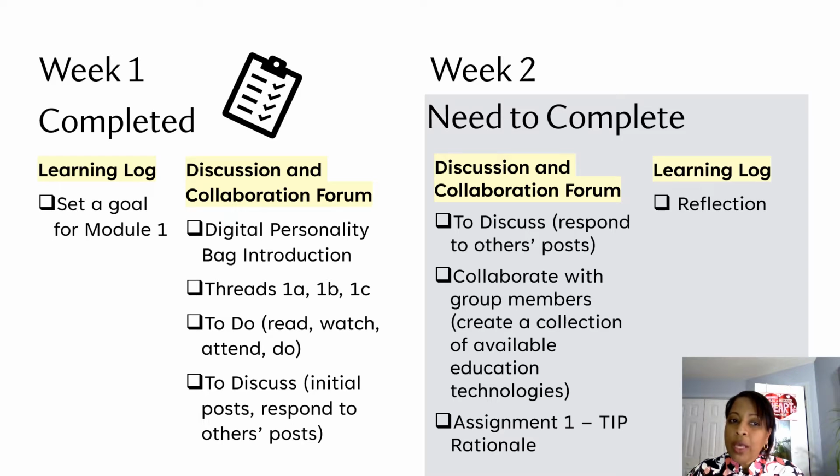By now, you should have completed the learning log objective, or set a goal in a learning log. So you're supposed to read the course objectives for this module and then set an intention. What do you hope to accomplish by the end of the first 2 weeks? Also, you should have posted initial posts to the threads in the discussion forum. Threads 1A, 1B, and 1C, you should have made your initial reply or post.